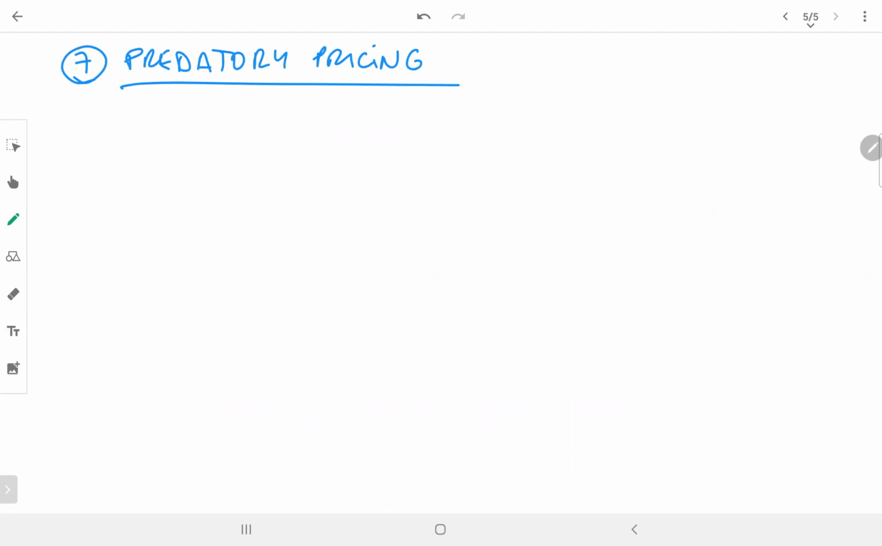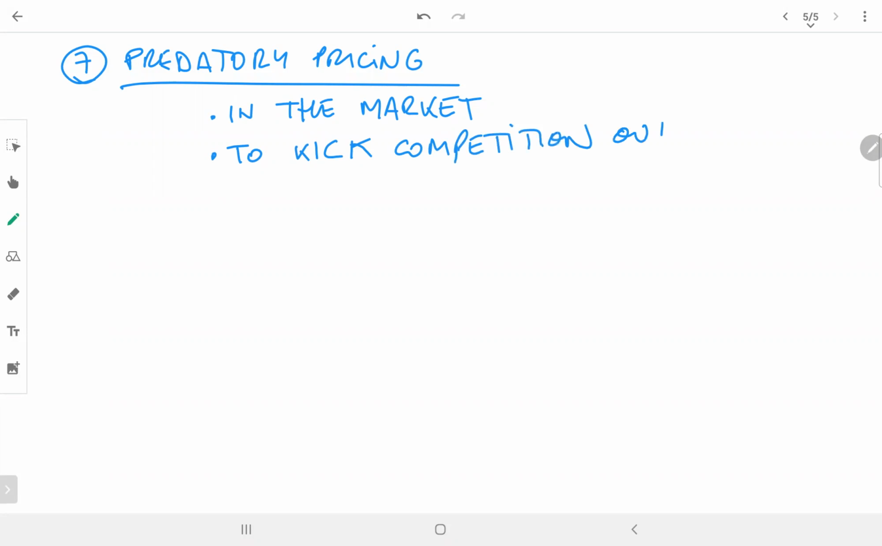Predatory pricing. And here, we are in the market. This is very important. We are already in the market. It's not that we're trying to get into the market. We are in the market, and we want to kick competition out. And how do we do that? Well, we sell below cost until we kick the competition out.